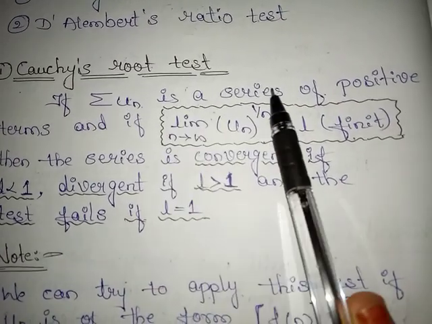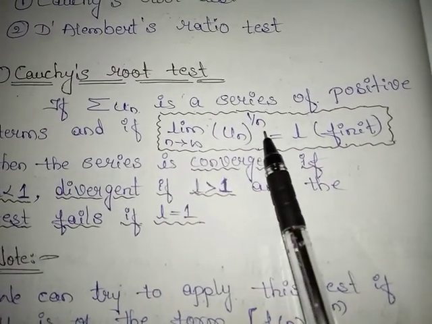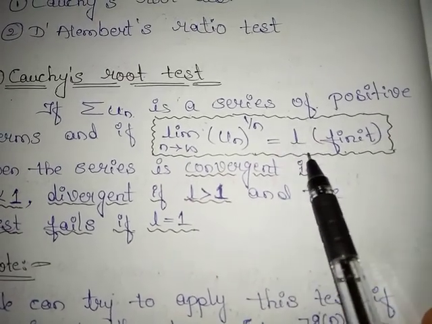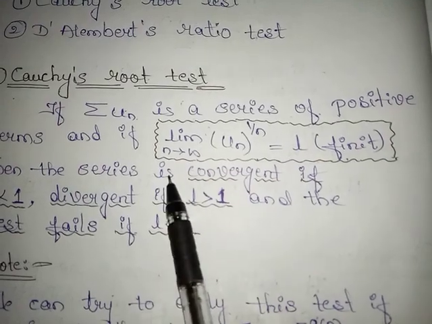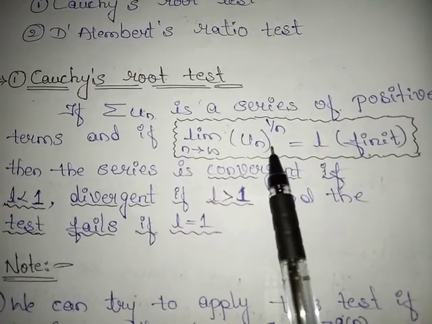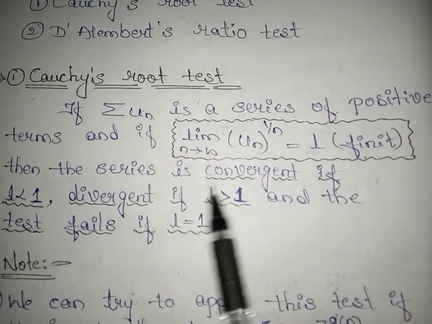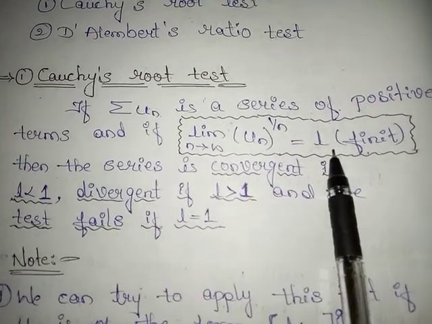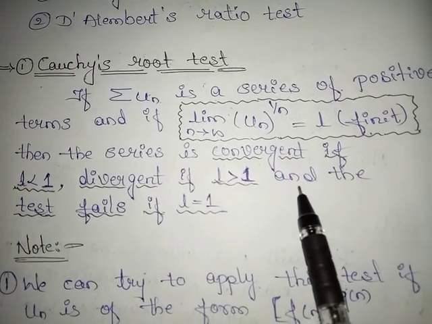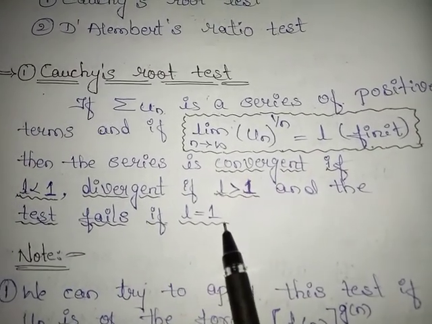If summation un is a series of positive terms, and if limit n tends to infinity, un raised to 1 by n is equal to L, where this L value is finite, then if L is less than 1, the given series is convergent, and divergent if L is greater than 1. And the test fails if L is equal to 1.